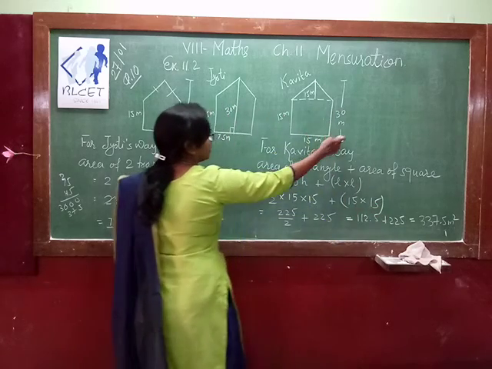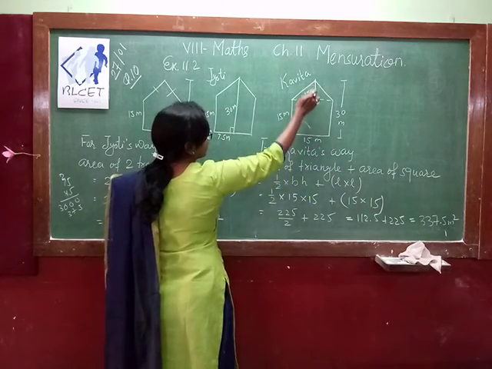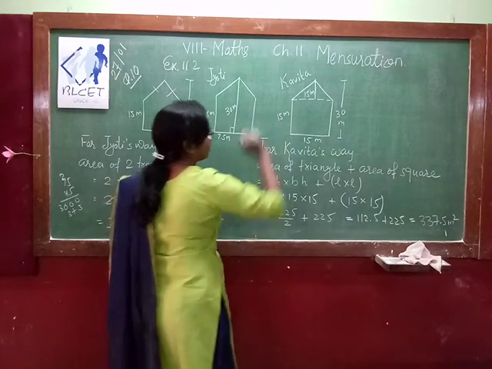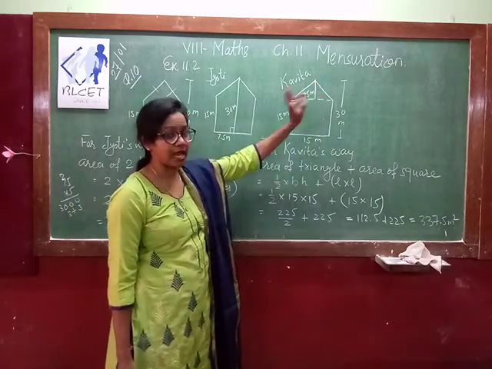Now the total length is 30 meter and this much is 15 meter. So how will you calculate this one? 30 minus 15 will give you 15. This way you can calculate the height of this triangle.